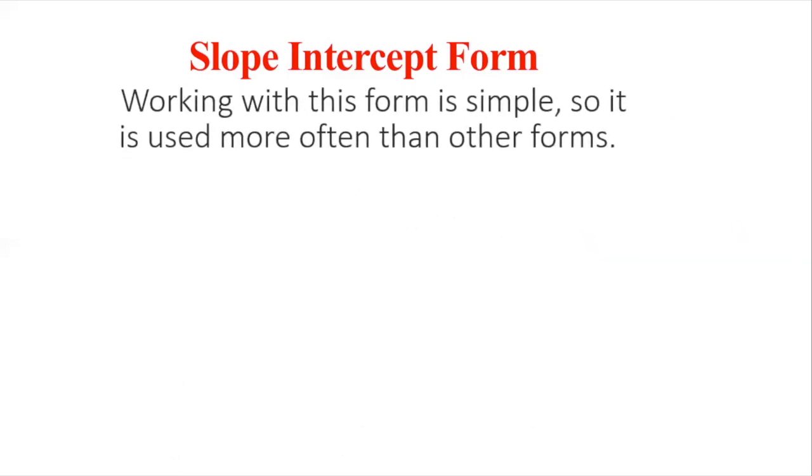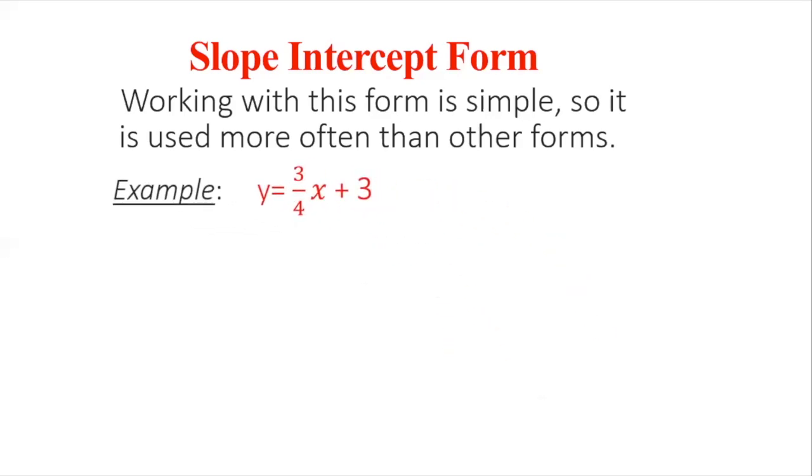Now, when working with the slope-intercept form, it is quite simple and it is used more often than the other forms. And remember, the first form was when we used the 2-point formula, when you're given 2 points to find the slope, which was m equals y2 take away y1 divided by x2 take away x1. That was our first way we learned to find the slope. The second way we learned to find the slope was rise over run, and now the slope-intercept form is our third way, which is the simplest way.